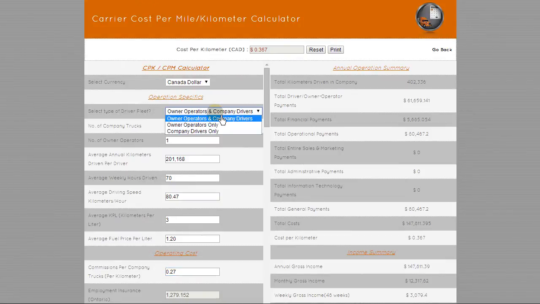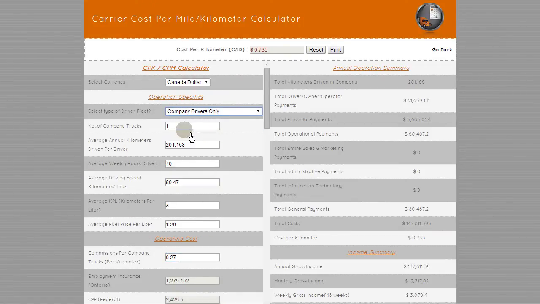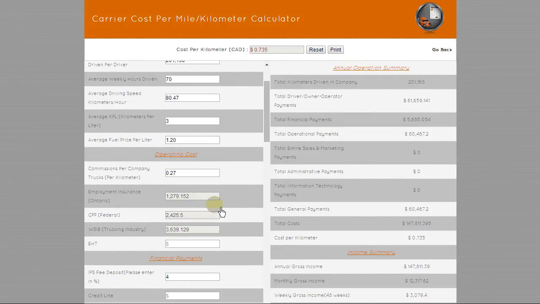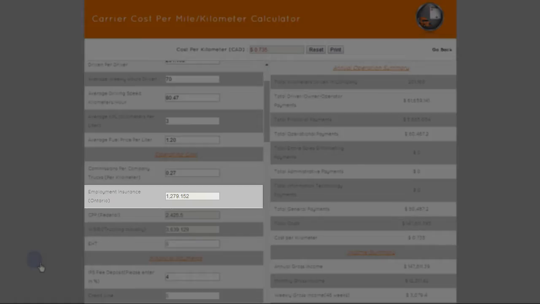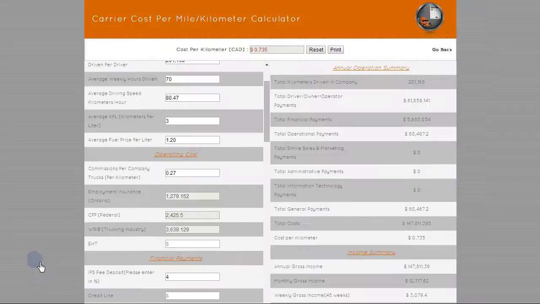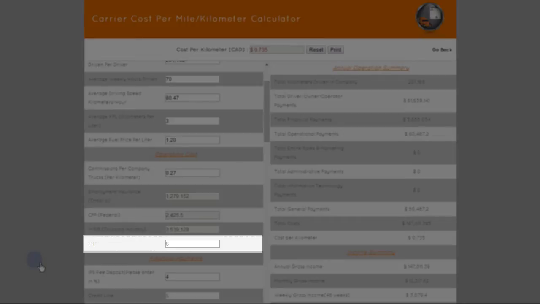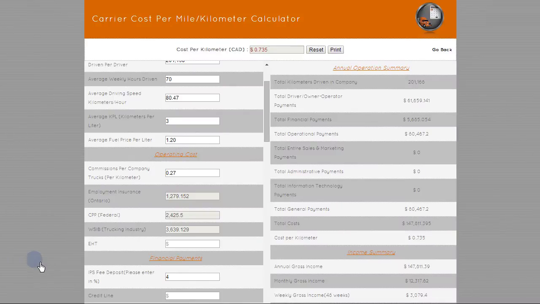Next, you need to select if your driver fleet consists of owner-operators only, company drivers only, or a combination of both. If your fleet consists of company drivers only, then your situation is a little more straightforward. An important fact to note when dealing with company drivers is that even though you are paying less per mile driven, you are responsible for covering employment insurance, CPP, WSIB, and employer health tax if your driver payroll is over $450,000 per annum. Note that we have calculated the employment insurance, CPP, WSIB for you based on the 2014 rates.